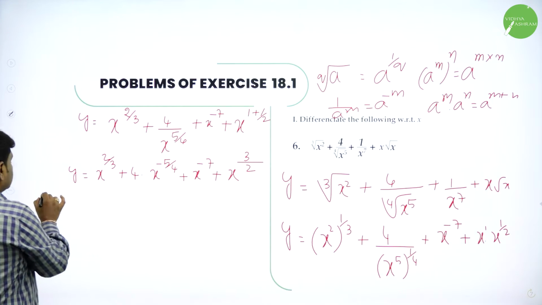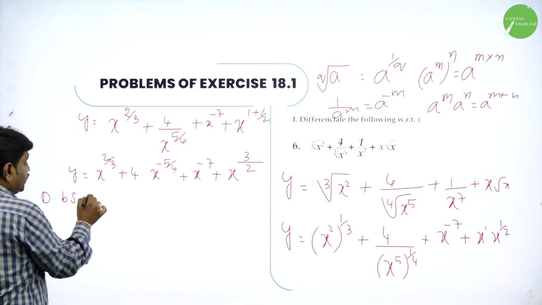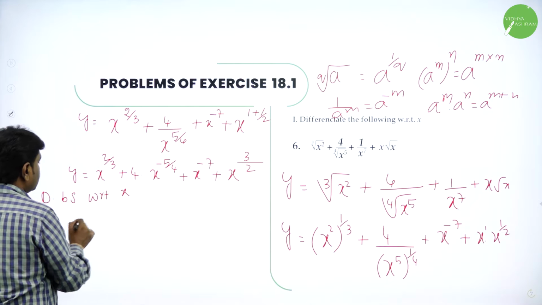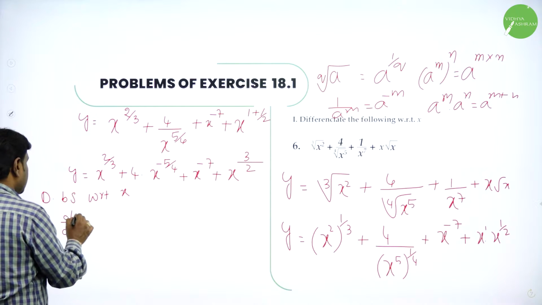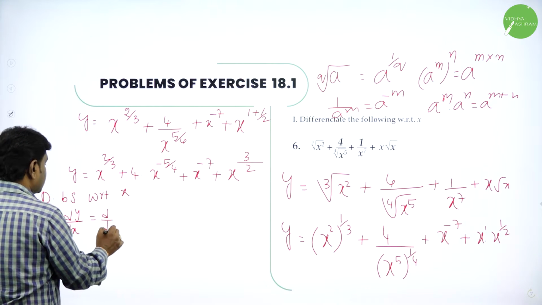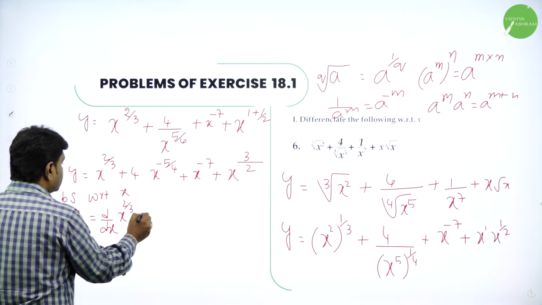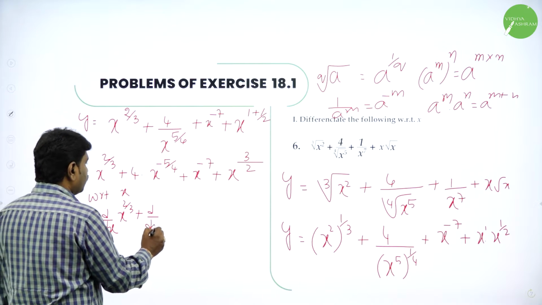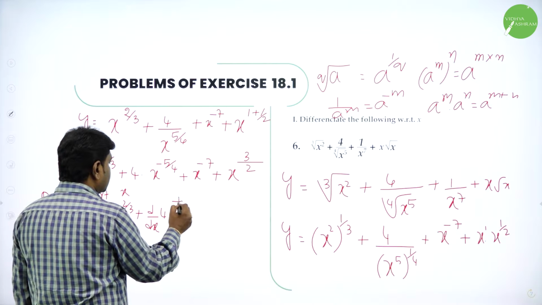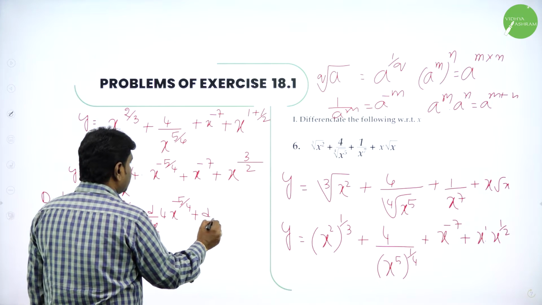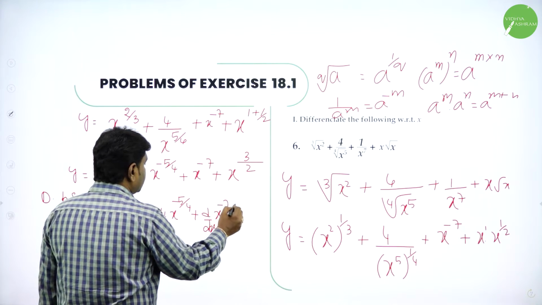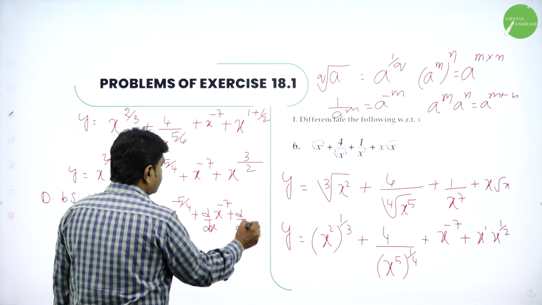Now differentiate both sides with respect to x. So LHS becomes d by dx of y, that is d by dx of x power 2 by 3 plus d by dx of 4 times x power minus 5 by 4 plus d by dx of x power minus 7 plus d by dx of x power 3 by 2.